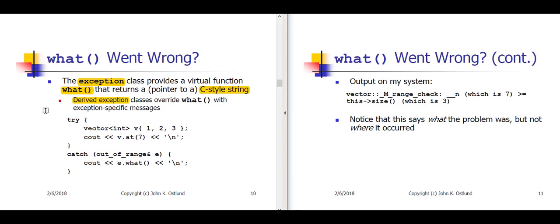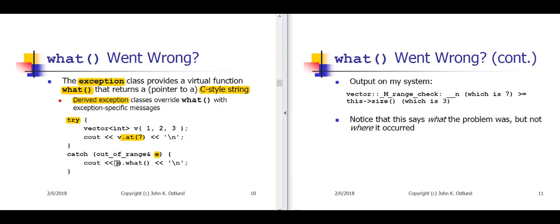For example, here we have a try block. We are creating v as a vector of int initialized with 3 elements, and we're saying v.at(7), which of course is out of range. So that's going to throw an out_of_range exception. Immediately below the try block we have our catch exception, and that out_of_range exception we're going to be able to access through this reference parameter e.